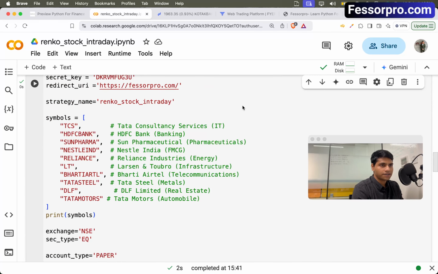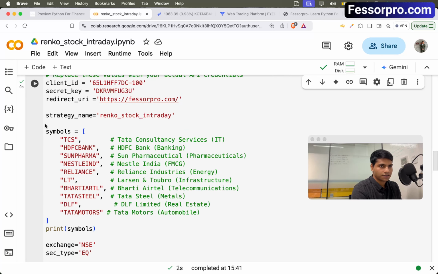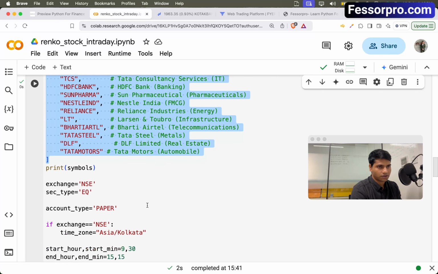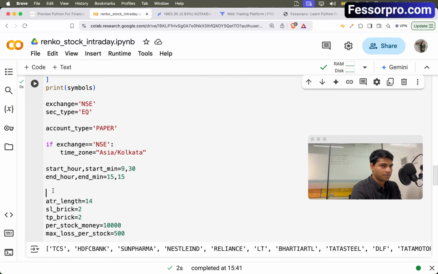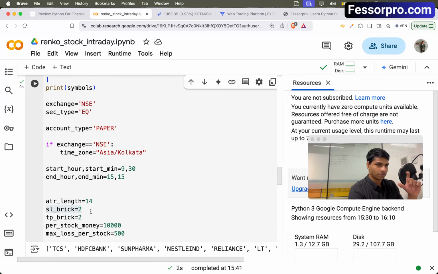The parameters that you might have to change for this strategy: first is the symbol list. Here I have given my own list of symbols. You can change it as per your requirement. And these are the main parameters. First is ATR length. You can use 9, 14, whatever you feel like. SL brick represents that 2 bricks will be my stop loss. And TP brick represents that 2 bricks will be my take profit, depending on whatever the brick size is.